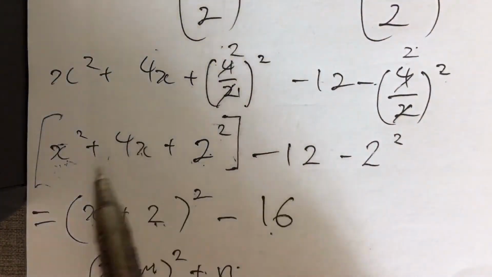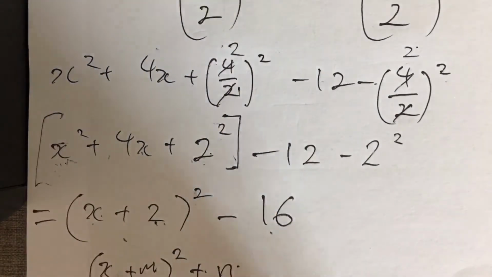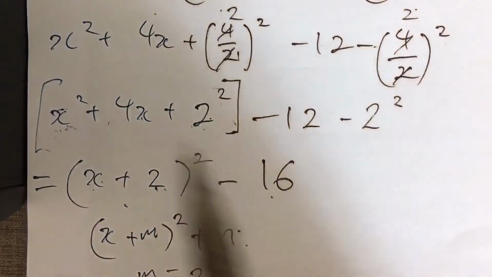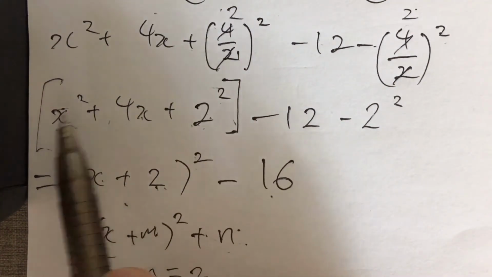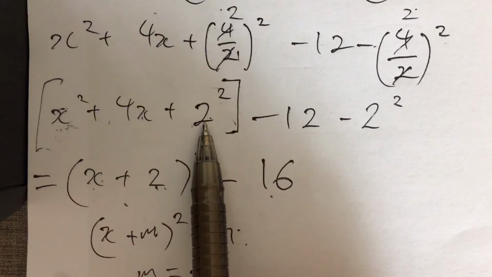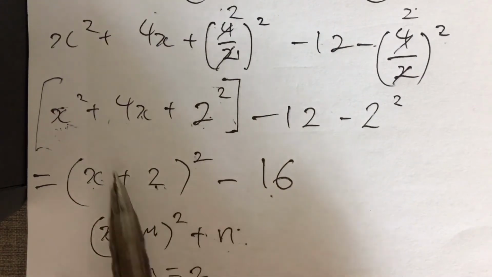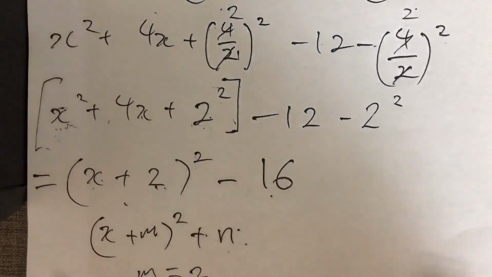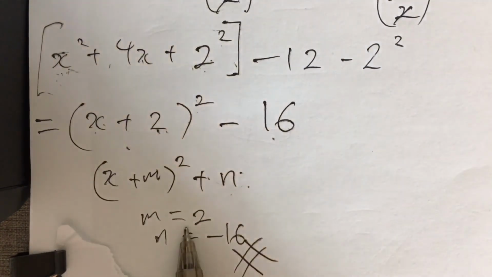The second important thing is that when you realize the first three terms can be changed into a bracket squared, that's your answer already. Like I say, you just look at x squared here, then you look at the last number, the third term, and you just know (x plus 2) squared minus 16. And that's how you get this format, and that's how you get m and n.